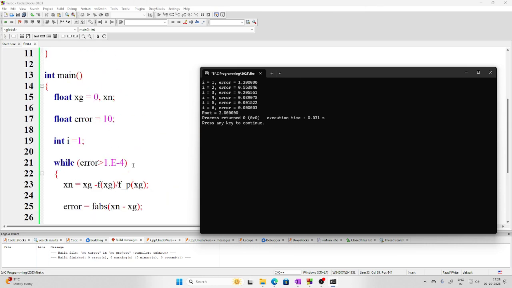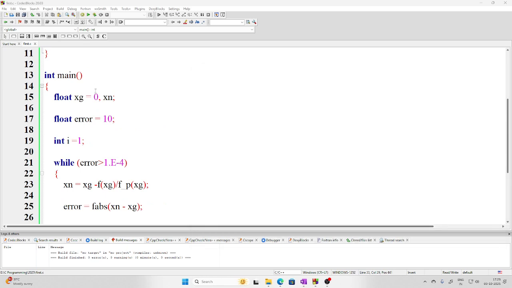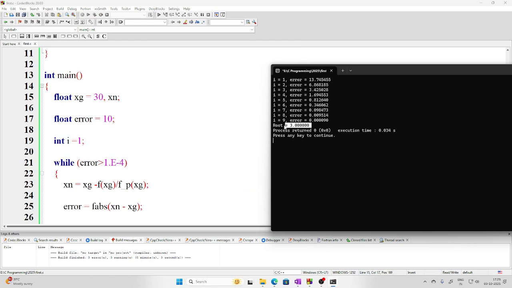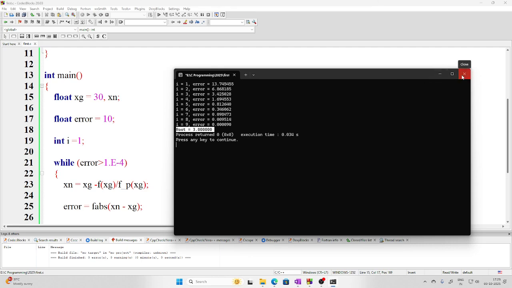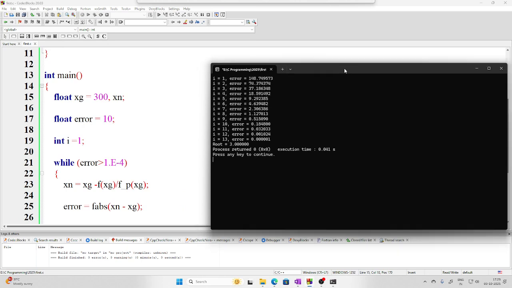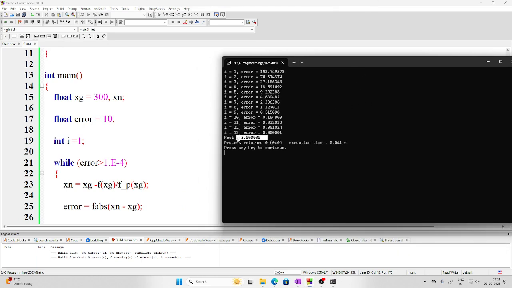The second root will be 3. So let's say I'm starting with a huge number, let's say 30, and then I check whether it reaches that value 3 or not, and if it reaches, then in how many steps. So if I run this, it has reached 3 as the root, and it has taken 9. So the farther you go from the root, so if I make it 300, the more iterations it will take to arrive at that answer.